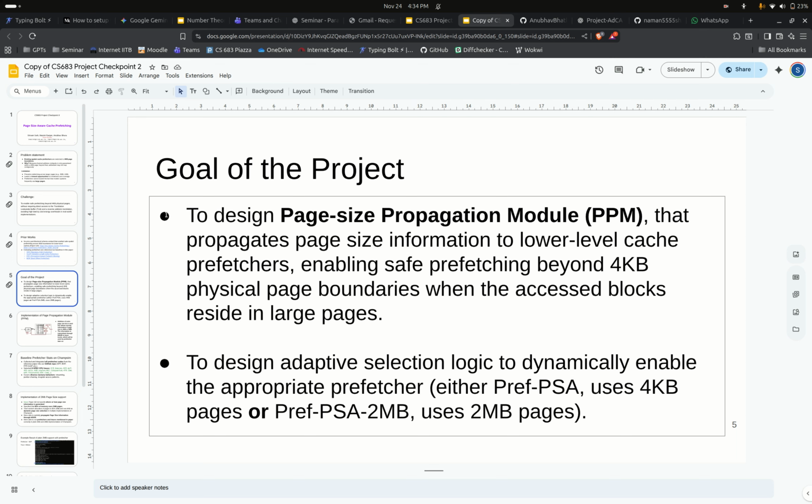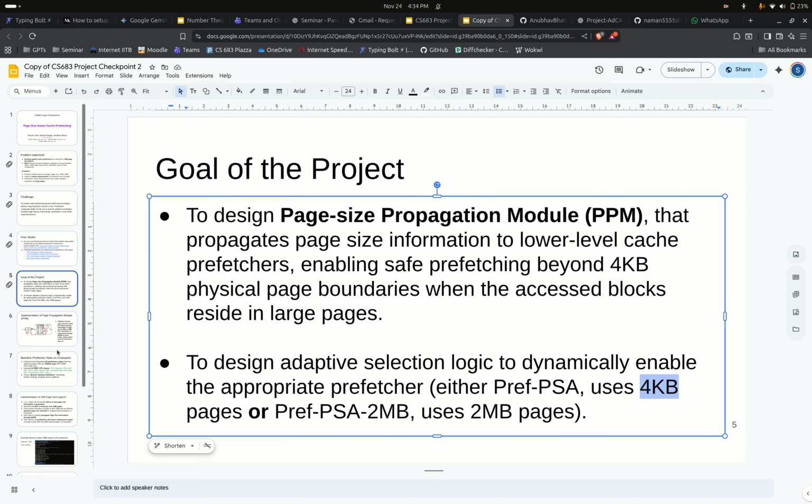What is the goal to achieve dynamic prefetching? We need to make a page size propagation module which will propagate the page size information to the lower level cache. By using that information, we need to design adaptive logic which will select the appropriate prefetcher depending on the page size, whether it is 4 KB or 2 MB.